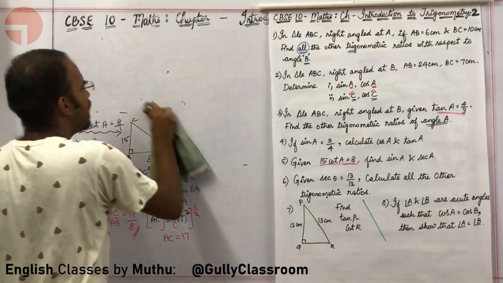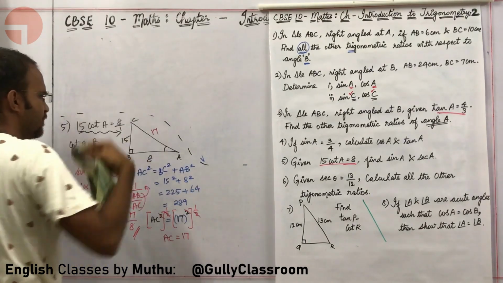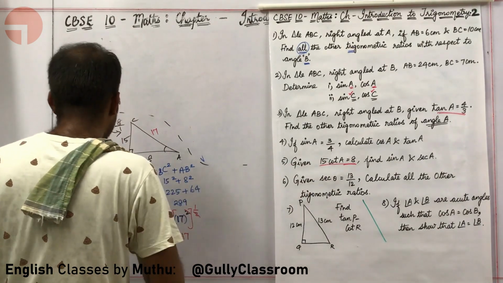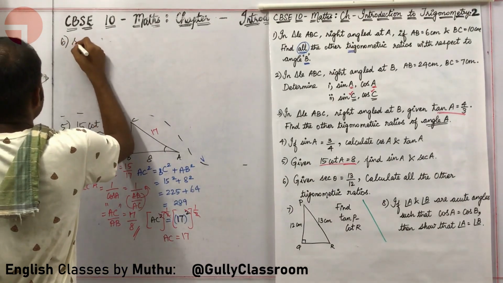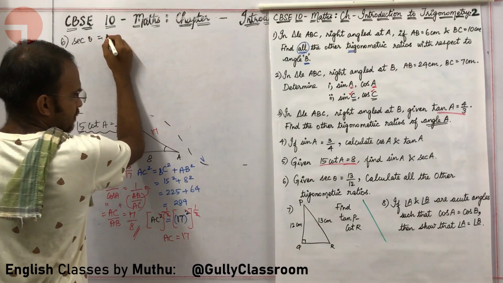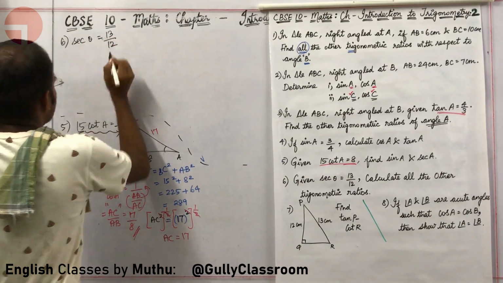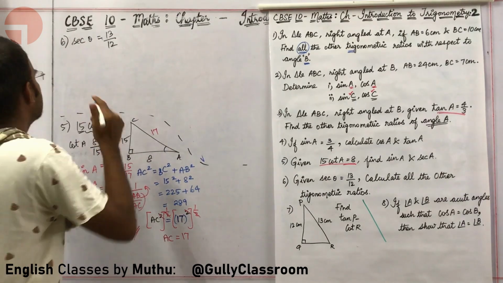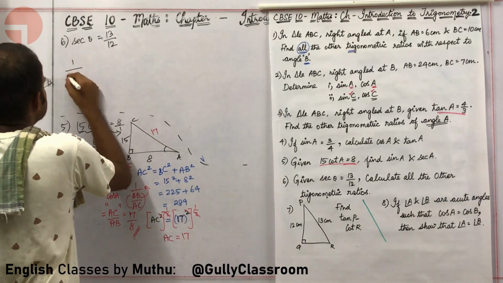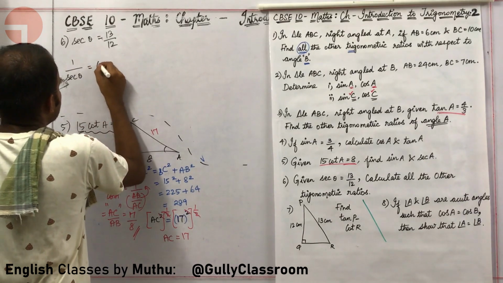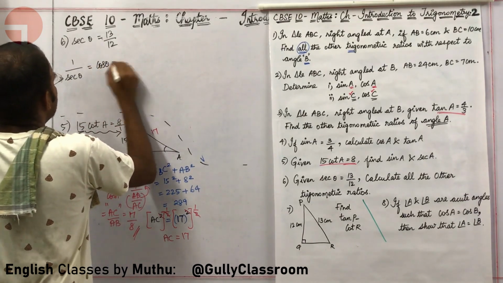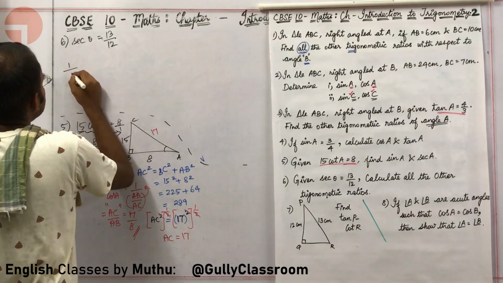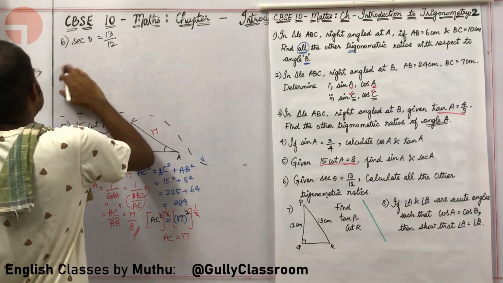What have they given in the sixth problem? They have given that secant theta is 13 divided by 12. What is the reciprocal of secant theta? Reciprocal 1 by secant theta is nothing but cos theta.